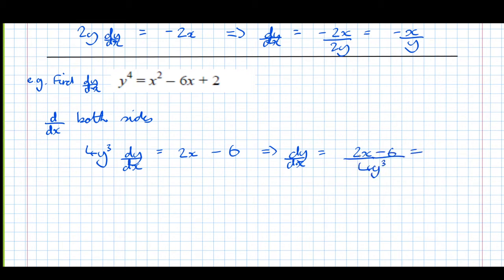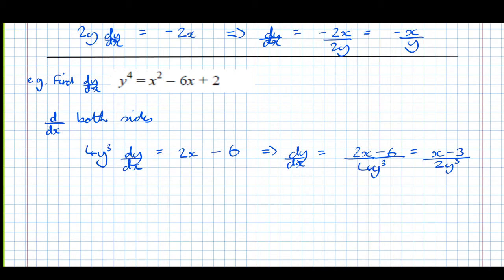Which means that dy by dx equals 2x minus 6 over 4y cubed. And I can see that'll simplify if I times both top and bottom by a half. x minus 3 over 2y cubed is dy by dx. And notice that to be able to make use of this, we need to know both an x and y coordinate. It's not enough just to know the x coordinate. We need to know an x and y coordinate to find the gradient of these functions.